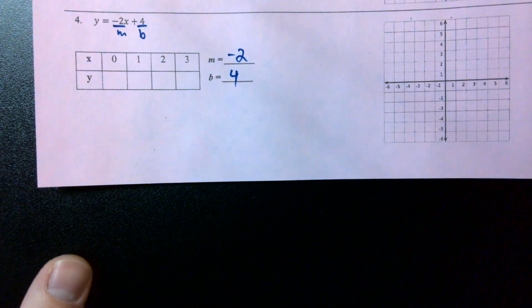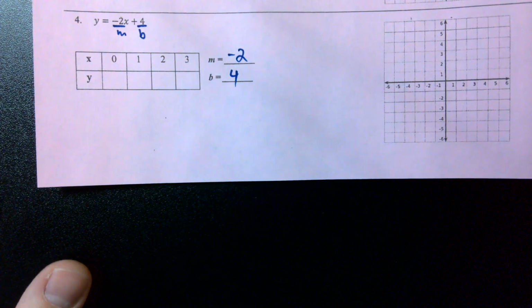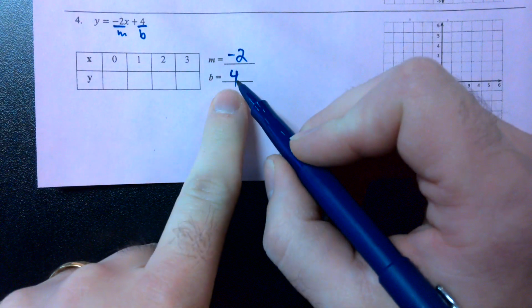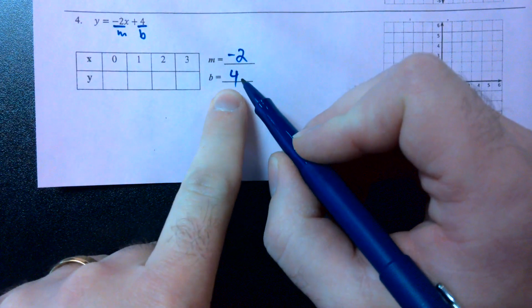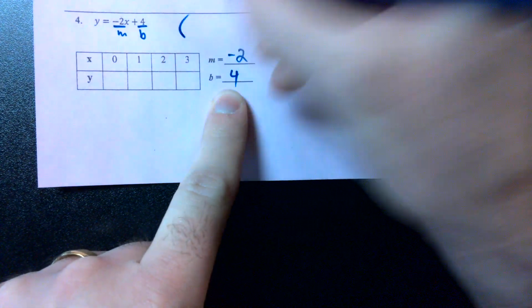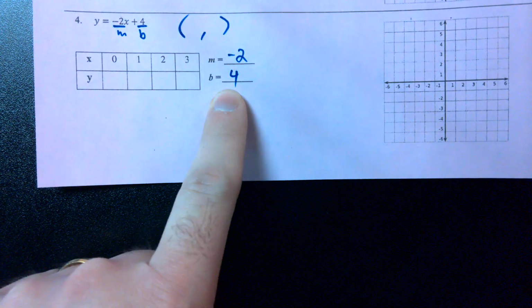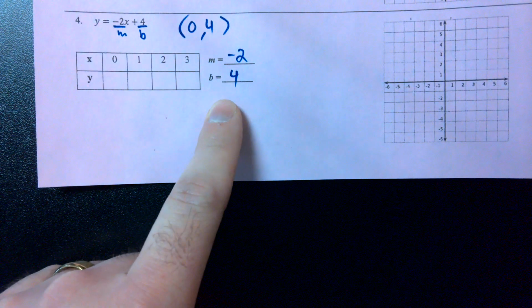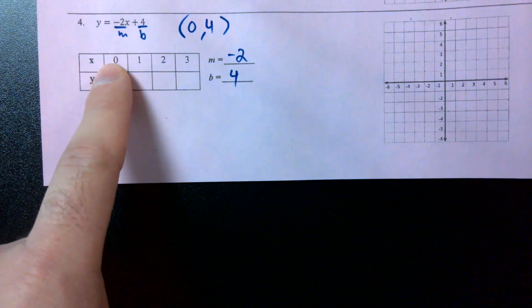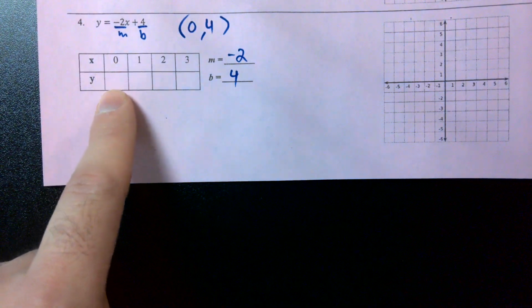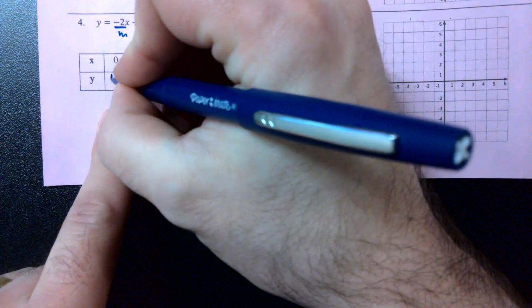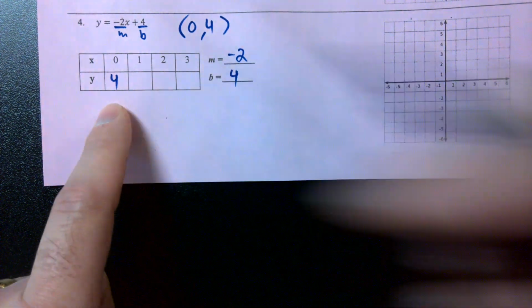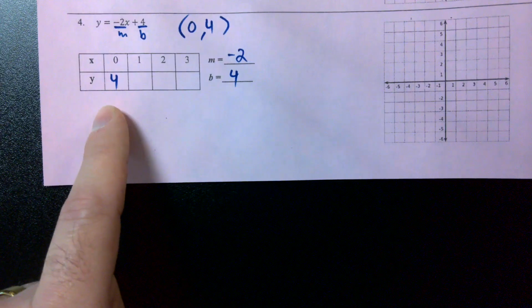Positive. Good. Okay. Now, here's a little shortcut for us. I always like introducing shortcuts. If I see that my B is 4, I know that my line needs to have the point 0, comma 4. So in my table, I see a 0. What do I know has to go below that 0? 4. There we go. I just saved me one little plugging in step.